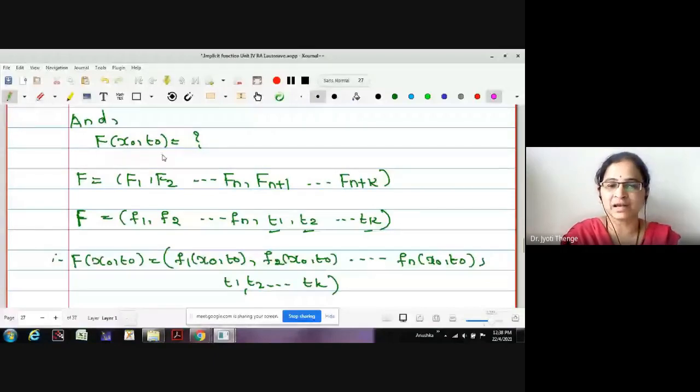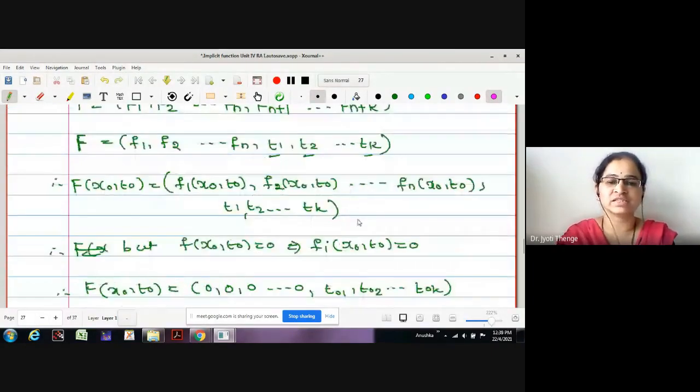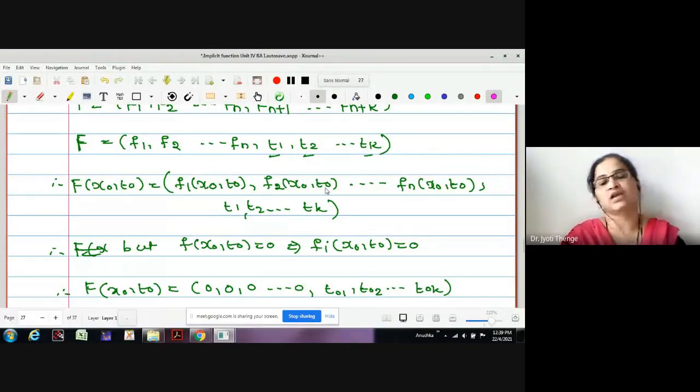We know capital F is defined like this: the first n coordinates are the small f function, and the remaining are the t1 to tk coordinates. If we fix the vector t, these are scalars; otherwise these are the k variables t1 to tk. Therefore, if we operate F on (x naught, t naught), the f part is operated by each coordinate function, and these variables are kept as they are.